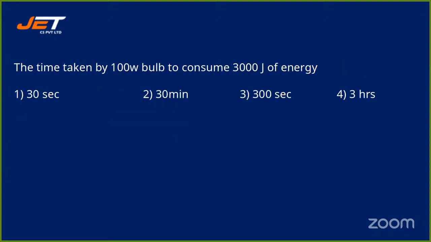Next, the time taken by a 100-watt bulb to consume 3000 joules of energy. So what are we talking about here? Consuming this much amount of energy, we are talking about power. So how are power and time related? What is a 100-watt bulb? What does 100 watt mean? It is the power of the bulb, right?